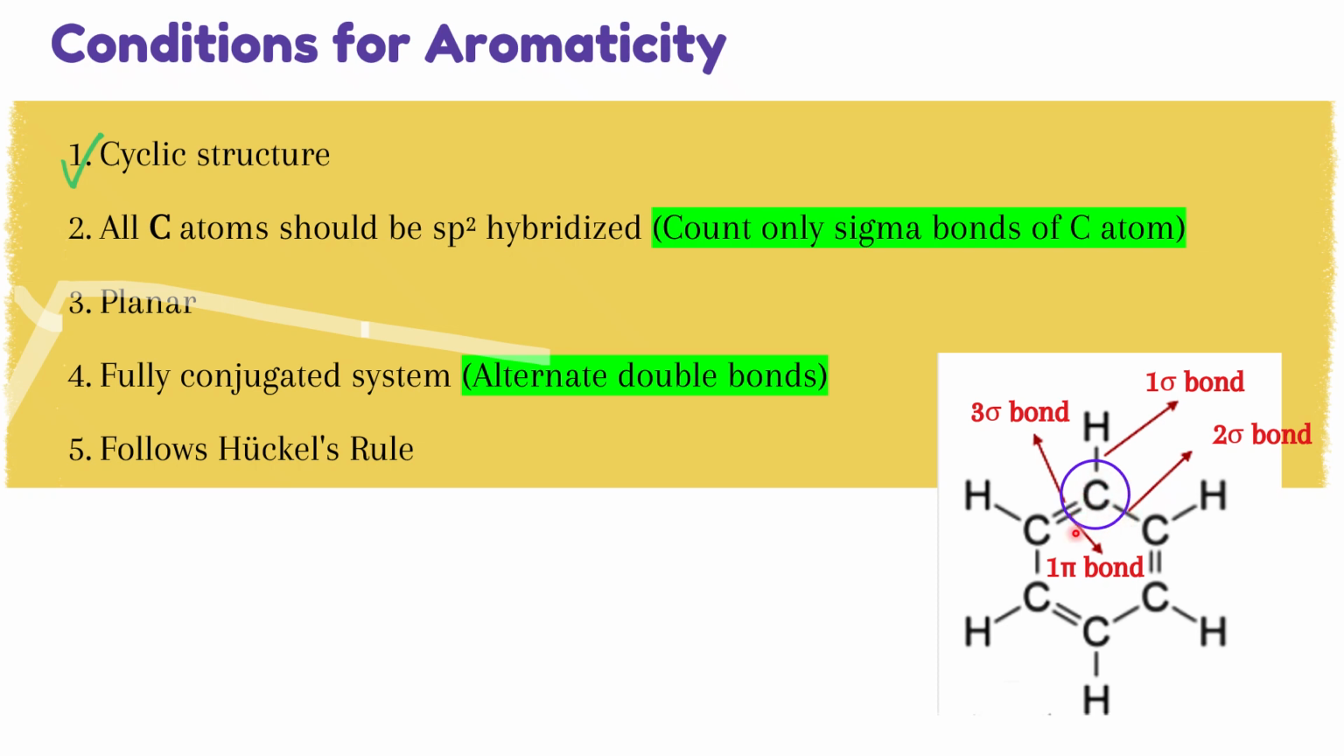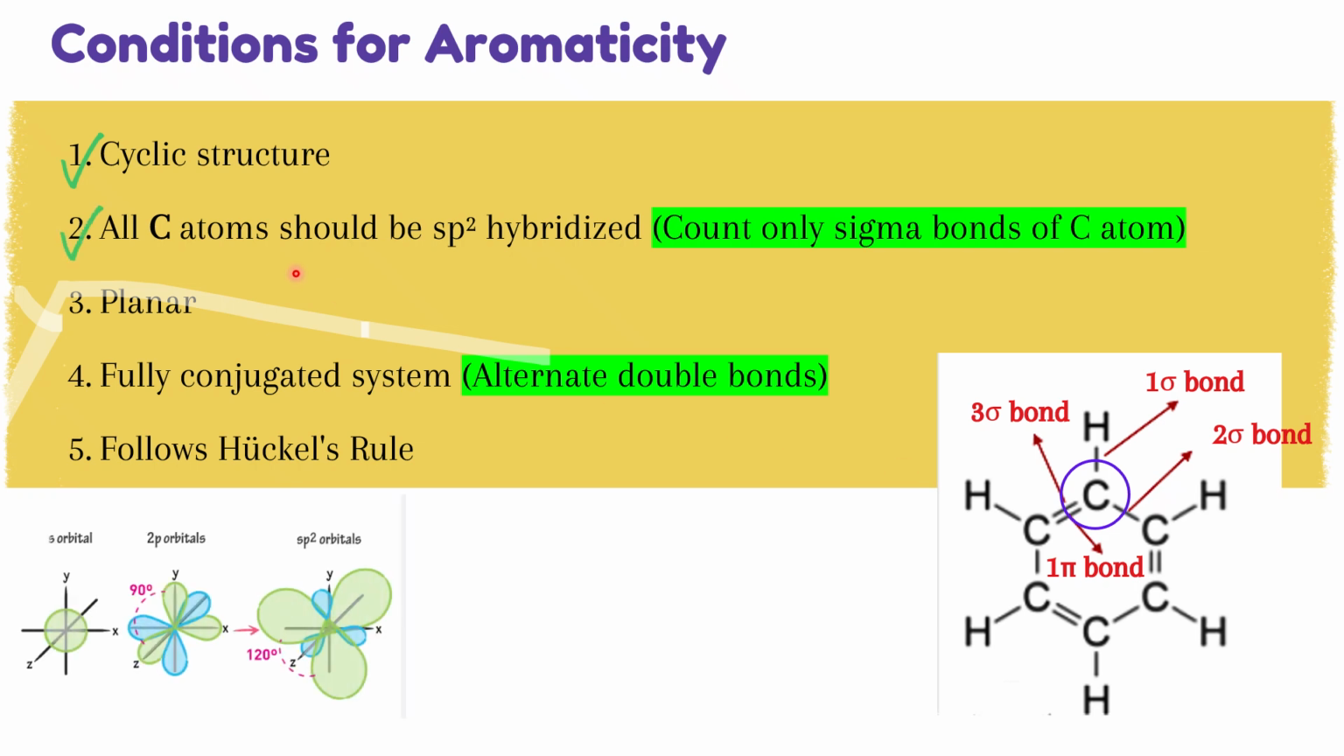To hybridize. Similarly, I will check for this carbon, this carbon, this one, and this one, this one. So I can see that all the carbon atoms are sp2 hybridized. You have to check for all the carbon atoms in that particular ring. So here we are done with the second step.